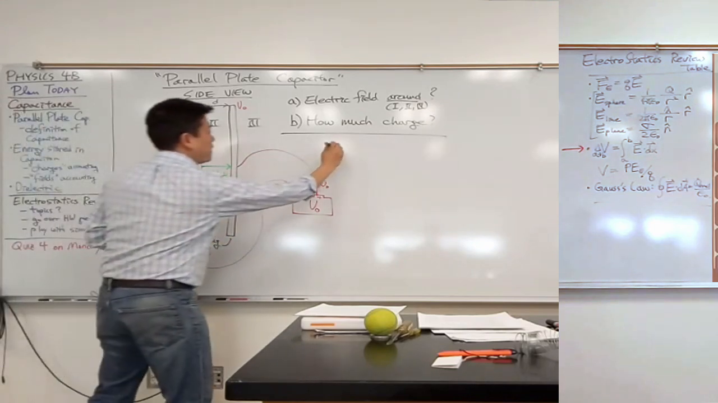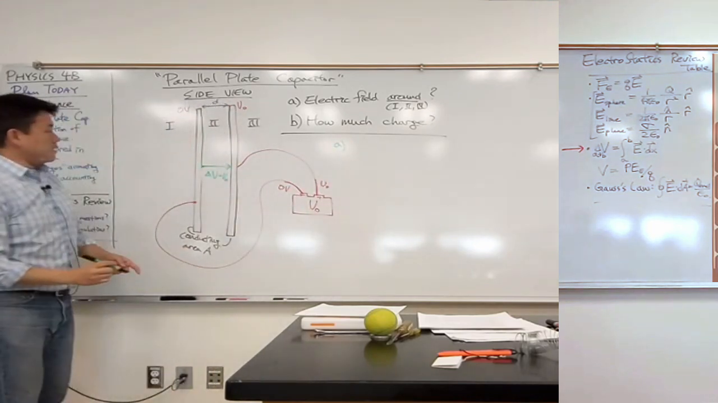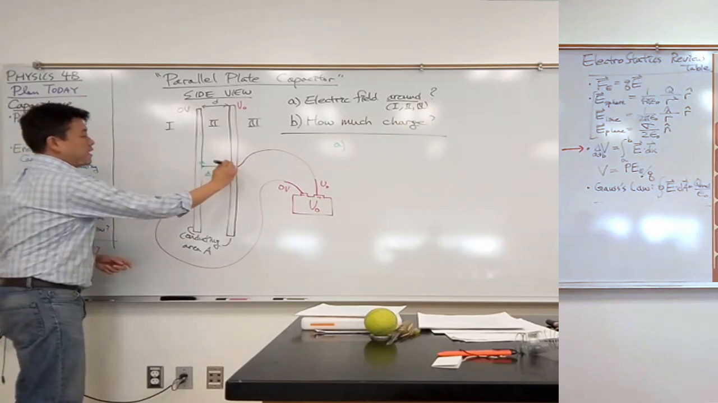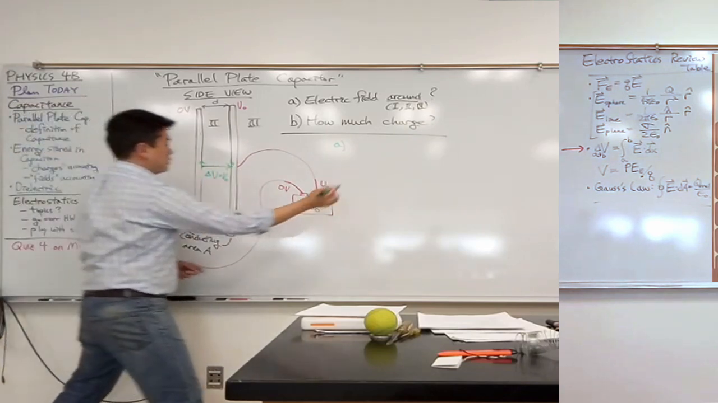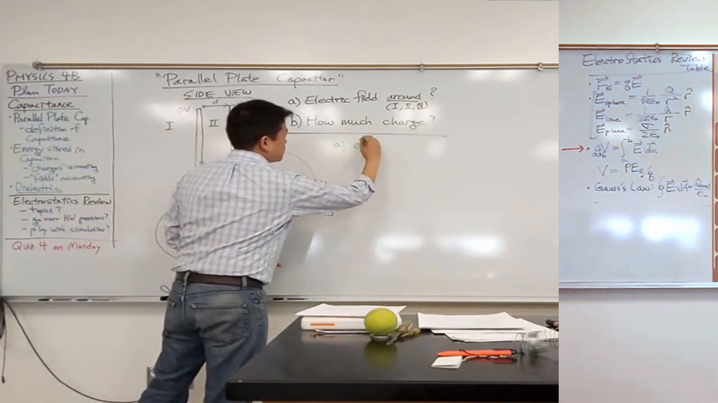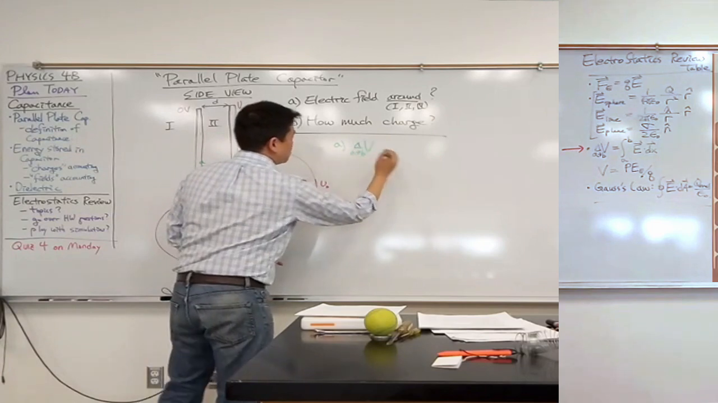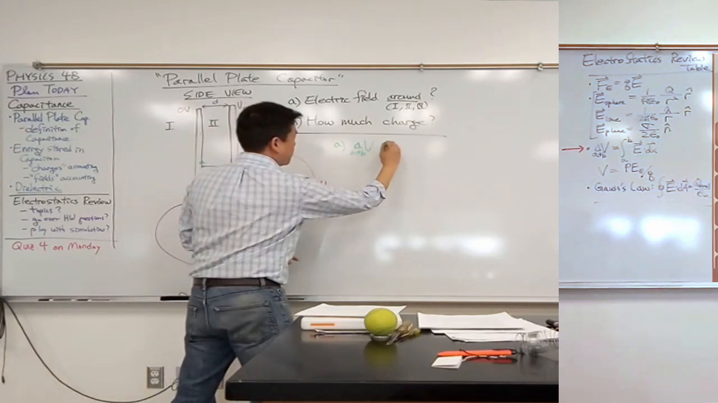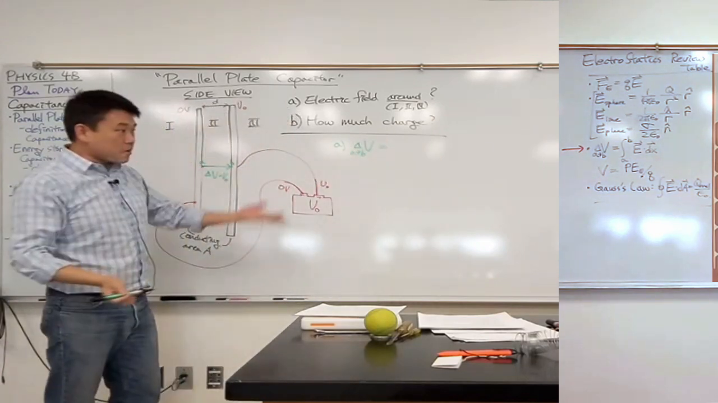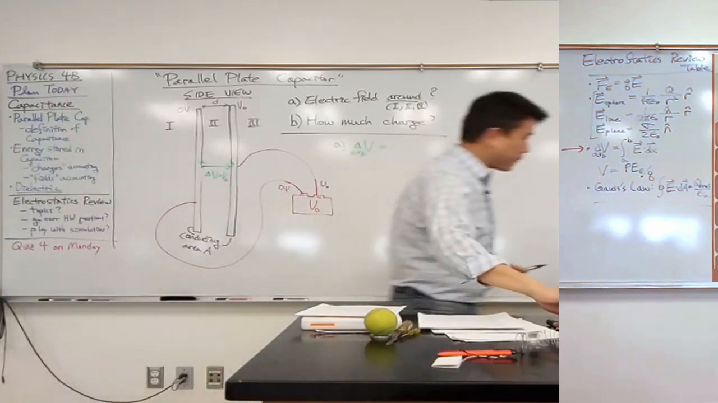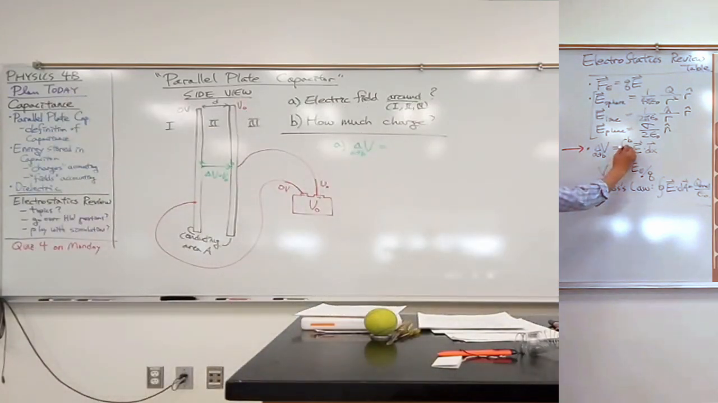So for part A, what I would say is label these points A and B. So the change in voltage going from A to B, which is equal to V naught, is going to be, I always forget this, sorry, there's a minus sign here.